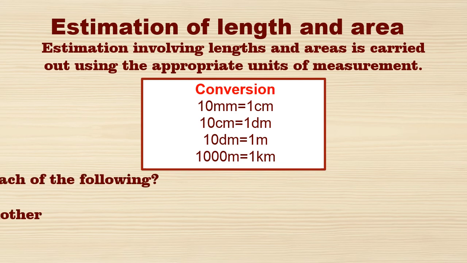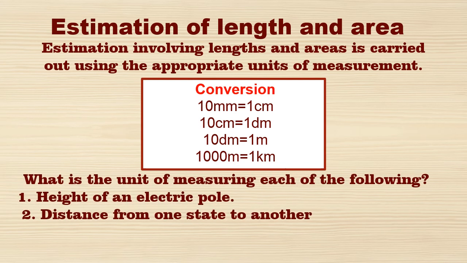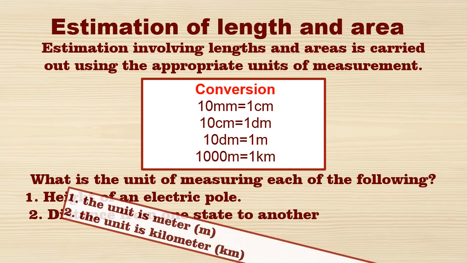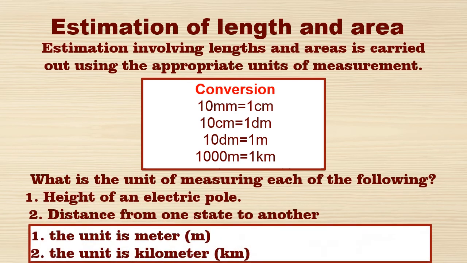So here is an example. What is the unit of measuring each of the following? 1. Height of an electrical pole. 2. Distance from one state to another. So the unit of measuring the height of an electrical pole is going to be meters, while the unit of measuring the distance from one state to another is kilometers.